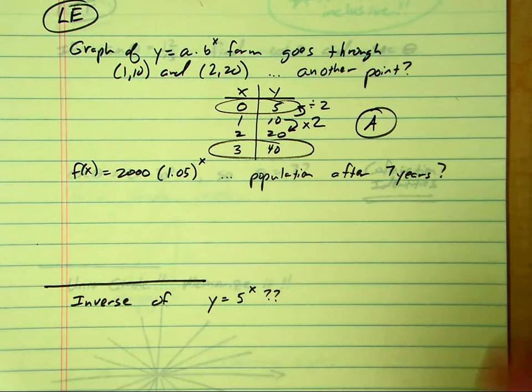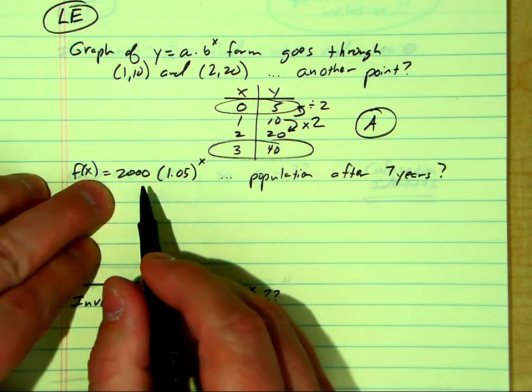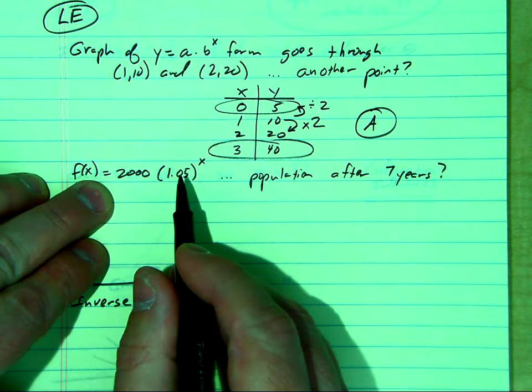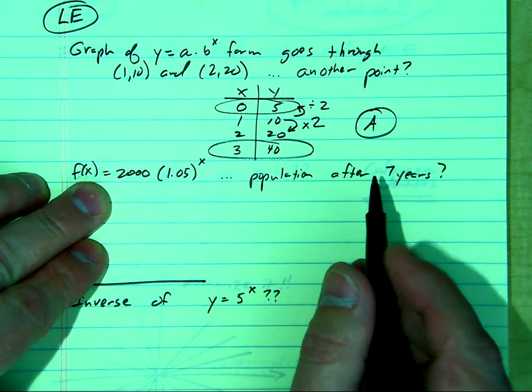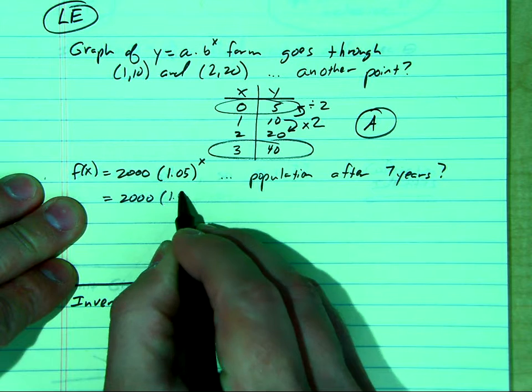Okay, here's a straight calculator problem. If you understand the order of operations, they give you a population, I think it's butterflies, starting out at 2,000 and increasing at this rate. What's the population after 7 years?